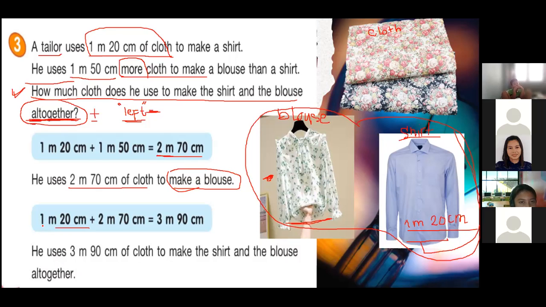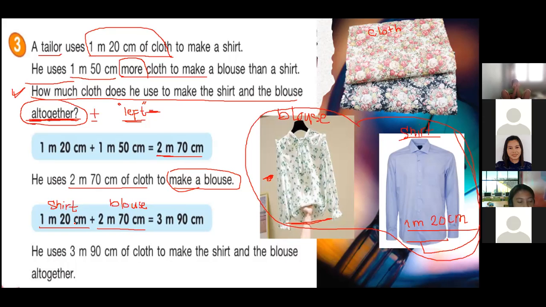So what is 1 meter and 20 centimeter? Is that the shirt or the blouse? Who can answer? Shirt. Okay, this is the length of the cloth for the shirt. How about 2 meter and 70 centimeter? What is that? For the blouse. Very good, for the blouse.